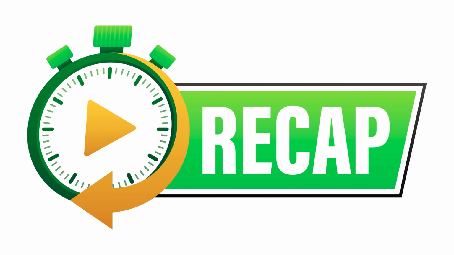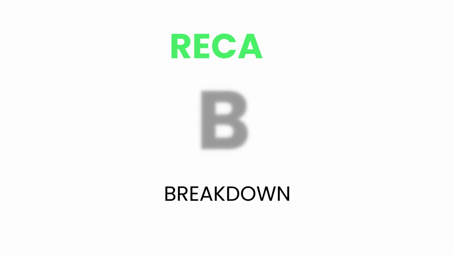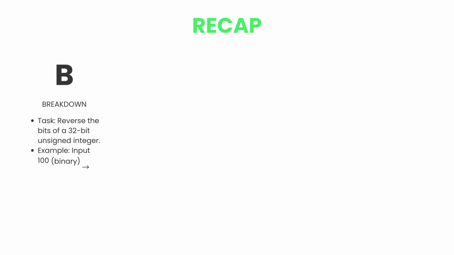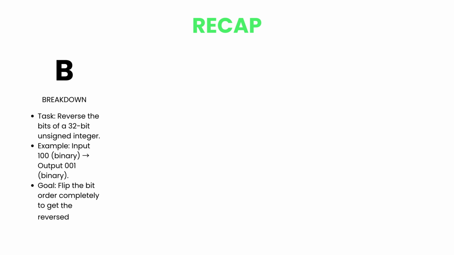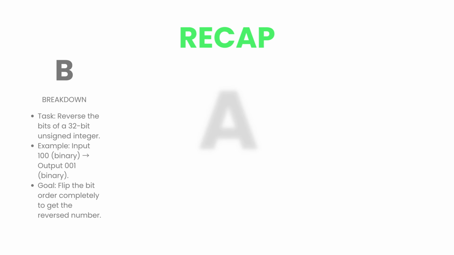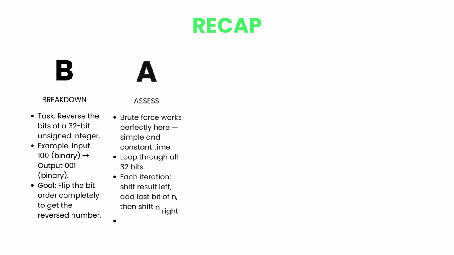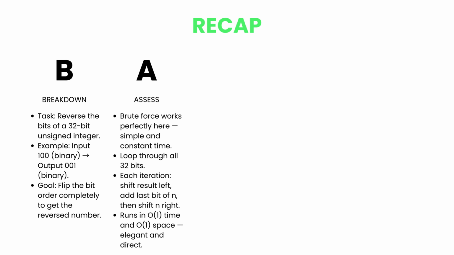Alright, let's quickly recap what we learned about reversing bits in a 32-bit unsigned integer. Breakdown recap. We started by understanding that the task is to flip the order of bits, turning the least significant bit into the most significant, and vice versa. Conceptually, it's like mirroring the binary pattern of the number. Assess recap. We realized that a simple loop-based approach works best here. There's no need for optimization tricks. Iterating through all 32 bits is already efficient since the bit count never changes.